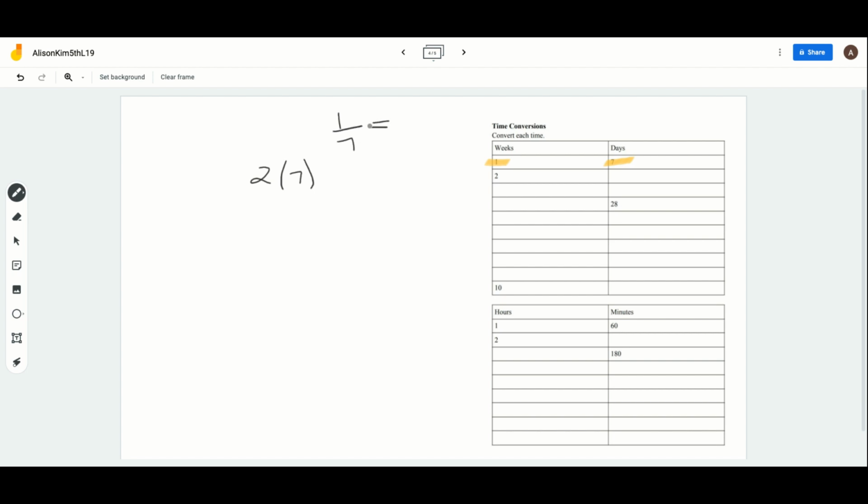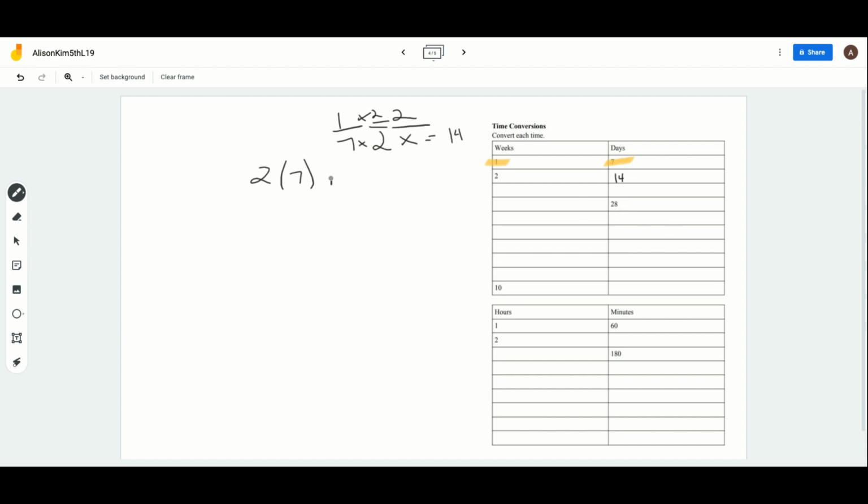So we just need to do 2 over blank. And in order to get from 1 to 2, you just multiply by 2. So you're also going to multiply 7 by 2. And your x turns into 14. So 2 weeks equals 14 days. And you keep going on. So obviously we see the pattern. Since we're going to move on to over here, it gives us 28 days.